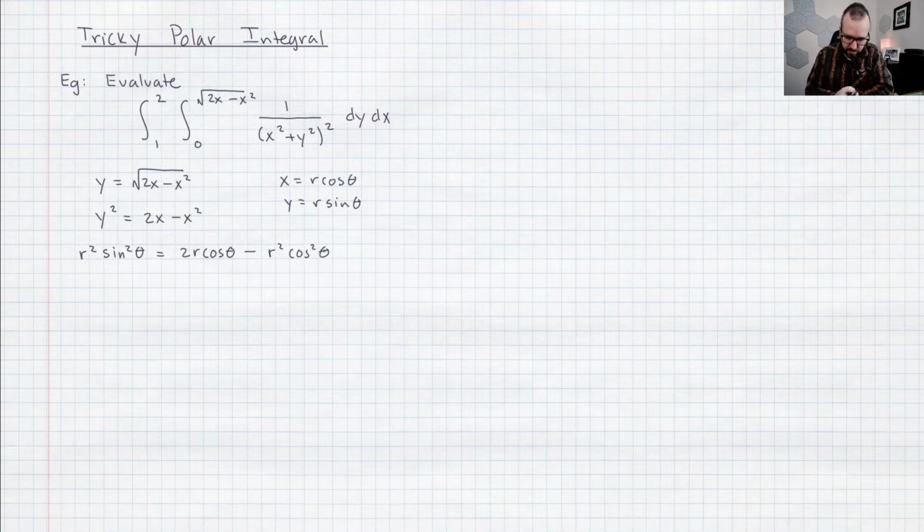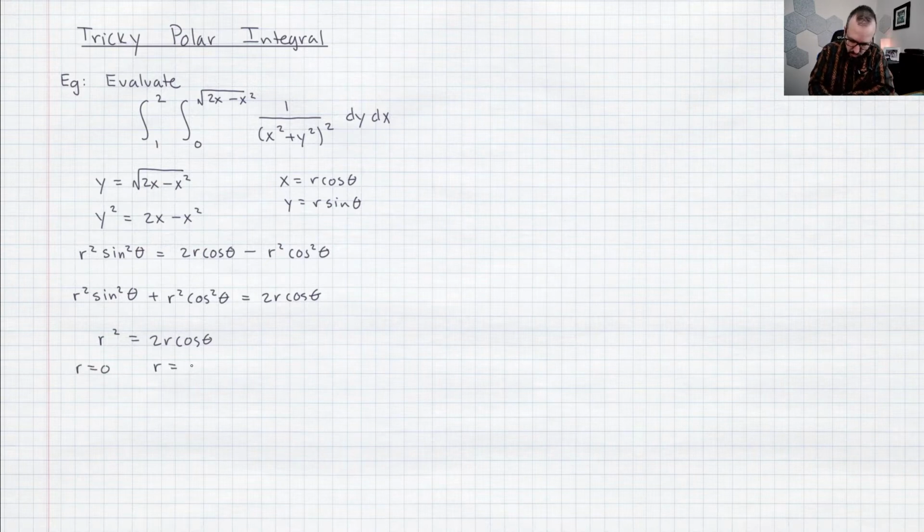Okay, all right, so now when you look at it, I think it's pretty clear that sine squared plus cosine squared equals 1 in this. So let me just add r squared cos squared theta to both sides. So r squared sine squared theta plus r squared cos squared theta is equal to 2r cos theta. And then sine squared plus cosine squared is 1, so r squared is equal to 2r cos theta. This means that either r is equal to 0 or r is equal to 2 cos theta.